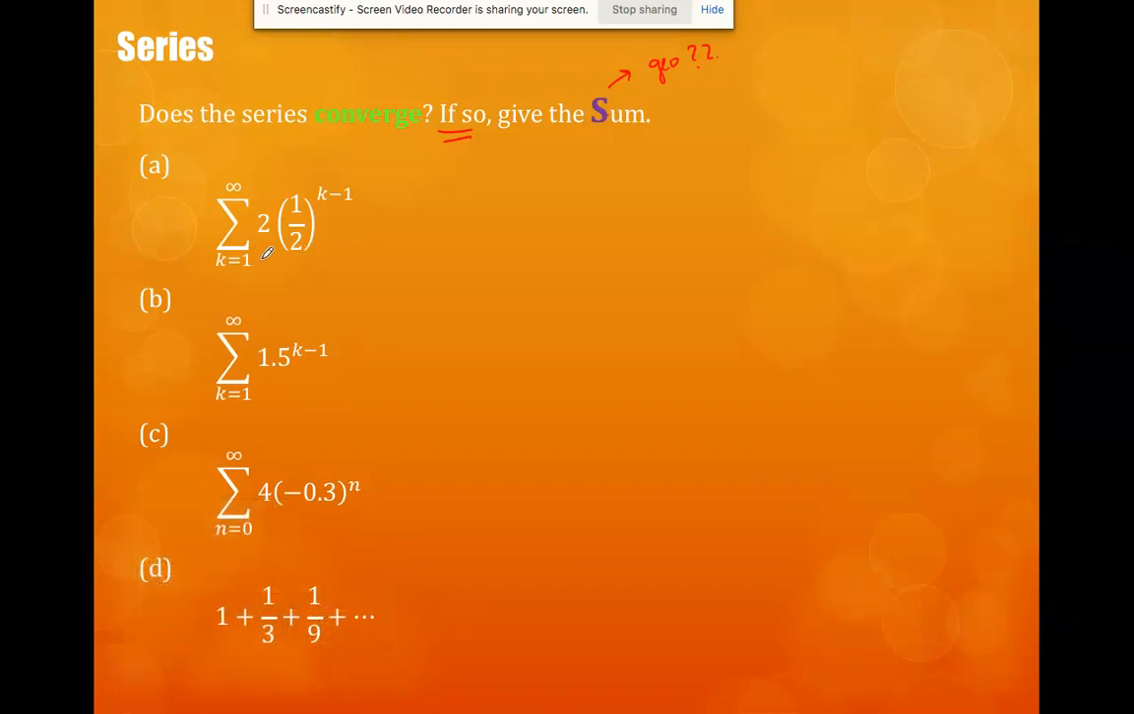You have to recognize the common ratio is a half. The absolute value of a half is strictly less than 1. Therefore, this geometric series will stay, right? The sum will stay in the house. It will converge. This series will converge.